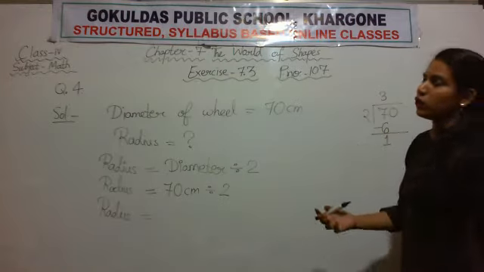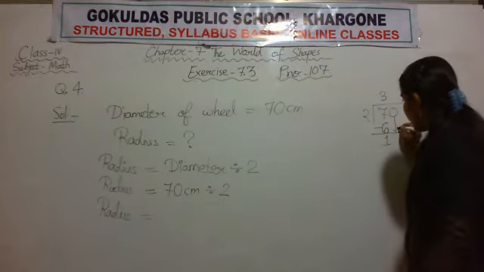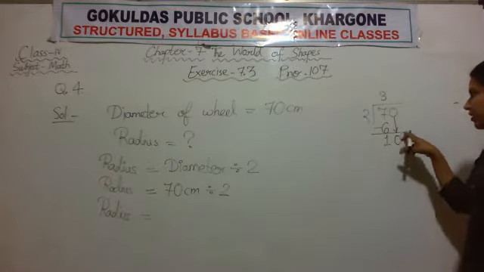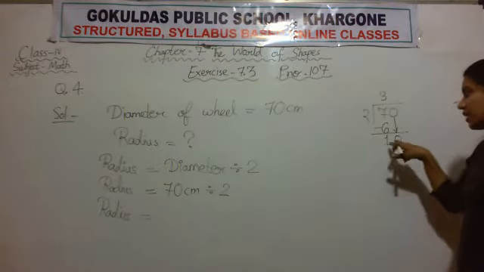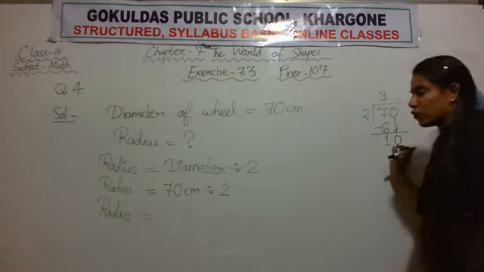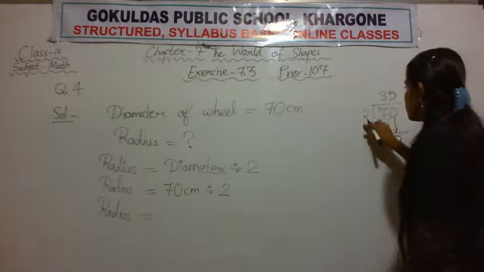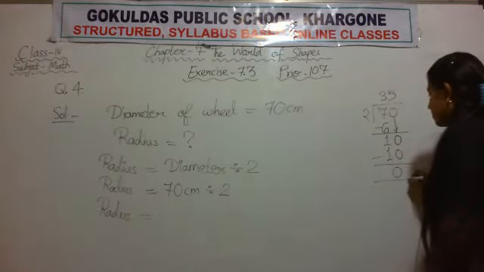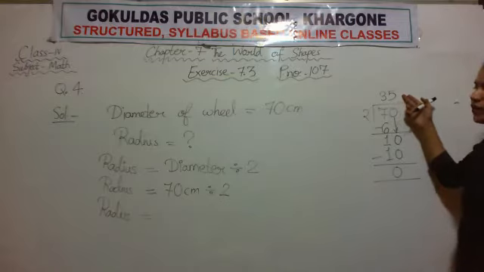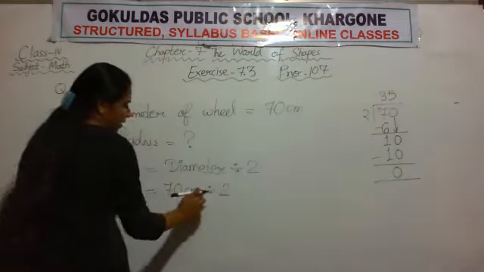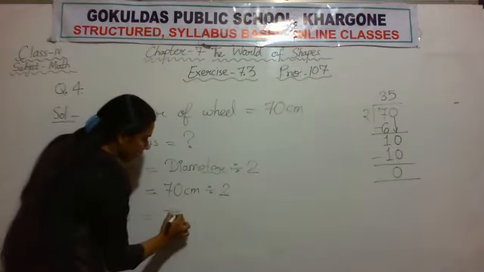So now what can we do? For further division, we can bring down the next digit here. It becomes 10. And the number 10 is divisible by 2, 5 times. 2 fives are 10. Now 10 minus 10 is 0. So your result is 35. So when we divide 70 by 2, our result is 35.